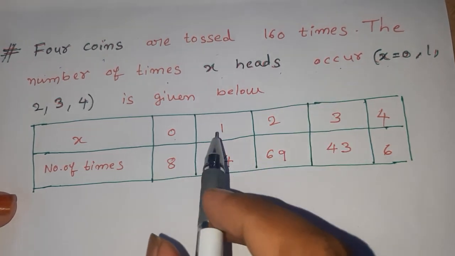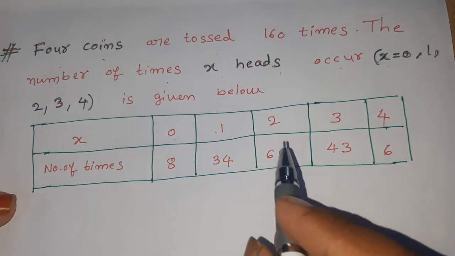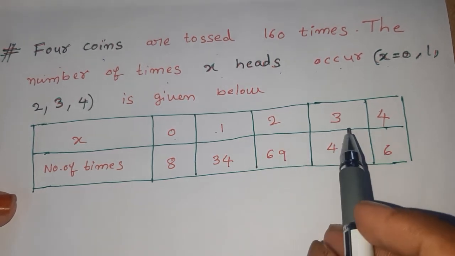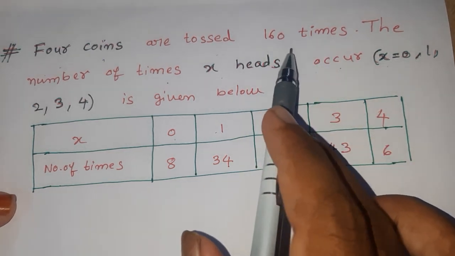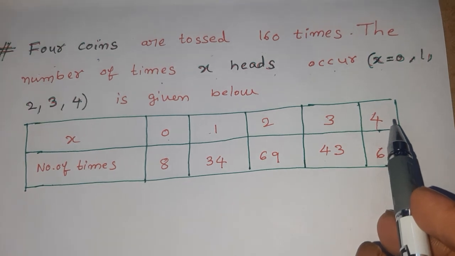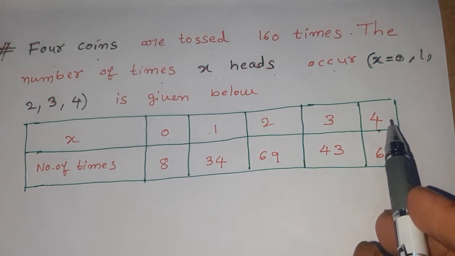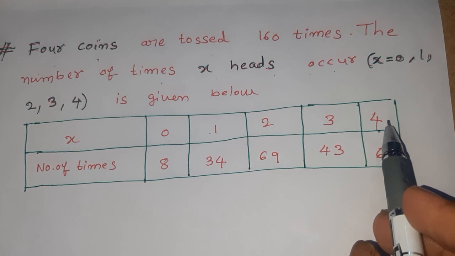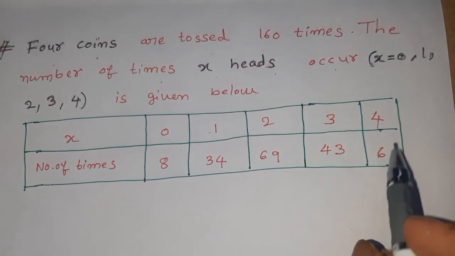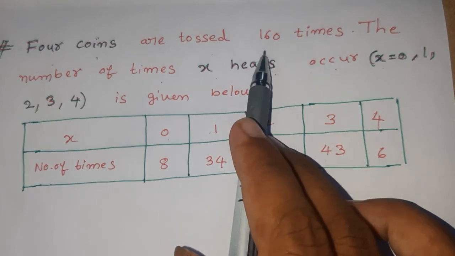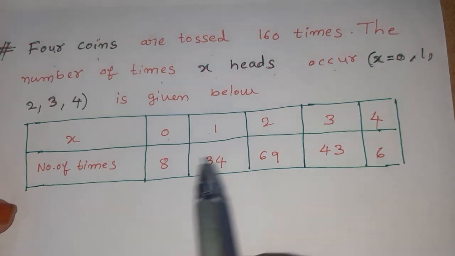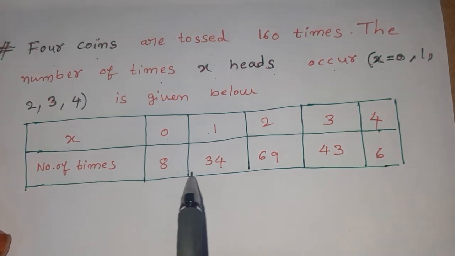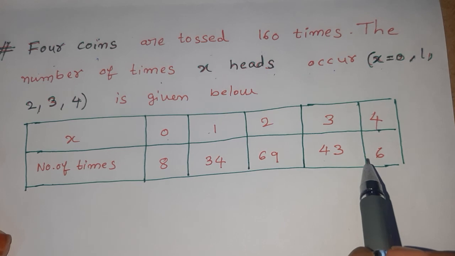This is the number of times. Among these 160 times we may have 8 times 0 heads, 34 times a single head, 69 times 2 heads, and the number of cases having 3 heads may be 43 among 160. Similarly, all coins tossed being heads happens 6 times among 160, that is, in 6 times we may get all coins as heads.